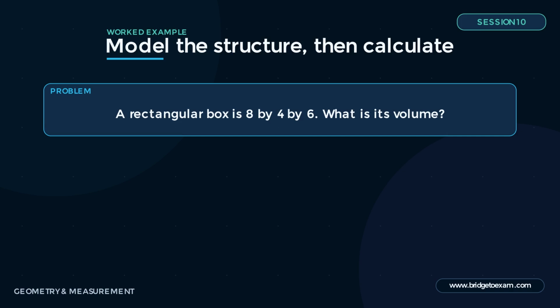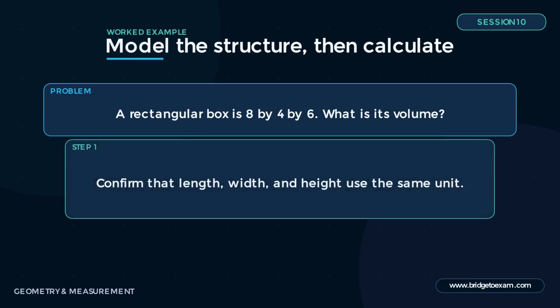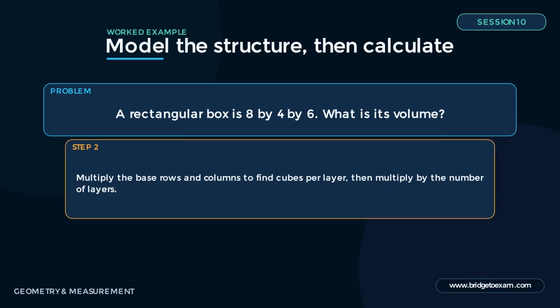Let us model a complete example. A rectangular box is 8 by 4 by 6. What is its volume? Step 1 is to organize the information. Confirm that length, width, and height use the same unit. Step 2 chooses and sets up the relationship. Multiply the base rows and columns to find cubes per layer, then multiply by the number of layers.